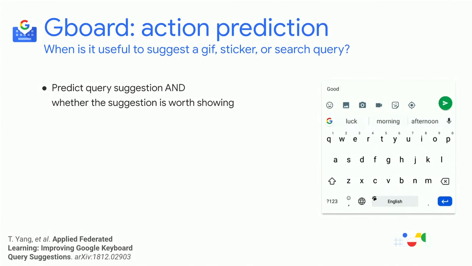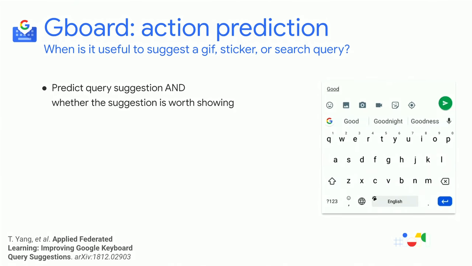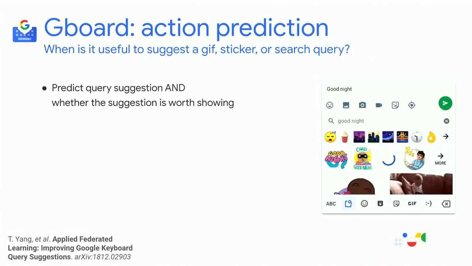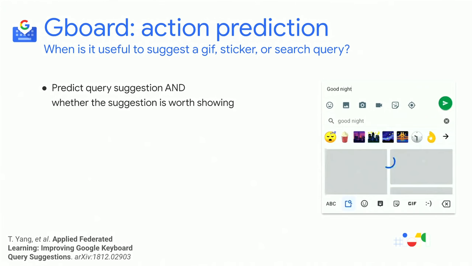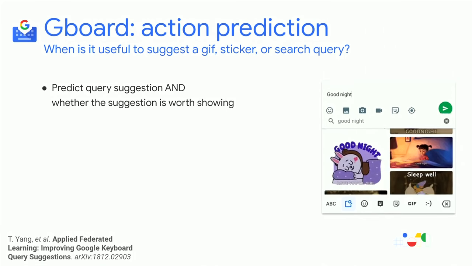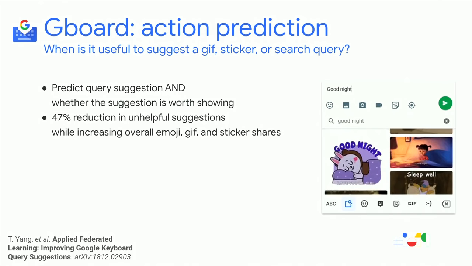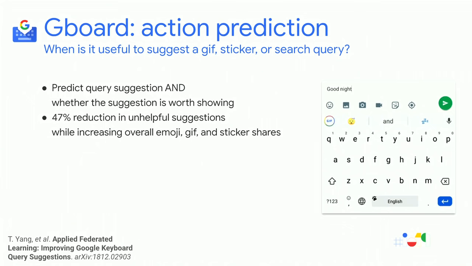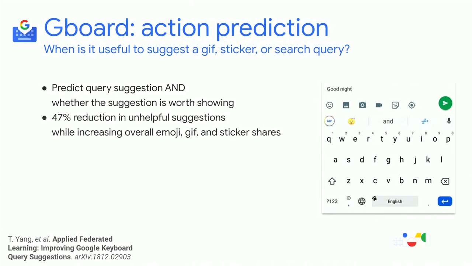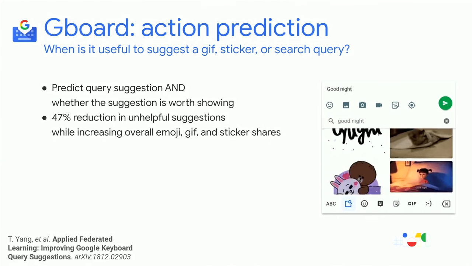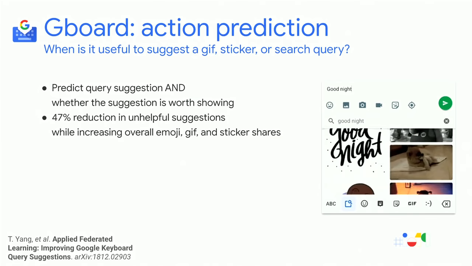This model was trained to predict from the context so far a query suggestion for a GIF or a sticker, search, or emoji, and whether that suggestion is actually worth showing to the user at this time. An earlier iteration of this model is described in the paper linked below. This model actually resulted in a 47% reduction in unhelpful suggestions while simultaneously increasing the overall rate of emoji, GIF, and sticker shares by being able to better indicate when a GIF search would be appropriate. And that's what you can see in that animation. As someone types "good night," that little G turns into a little GIF icon, which indicates that a good GIF is ready to share.